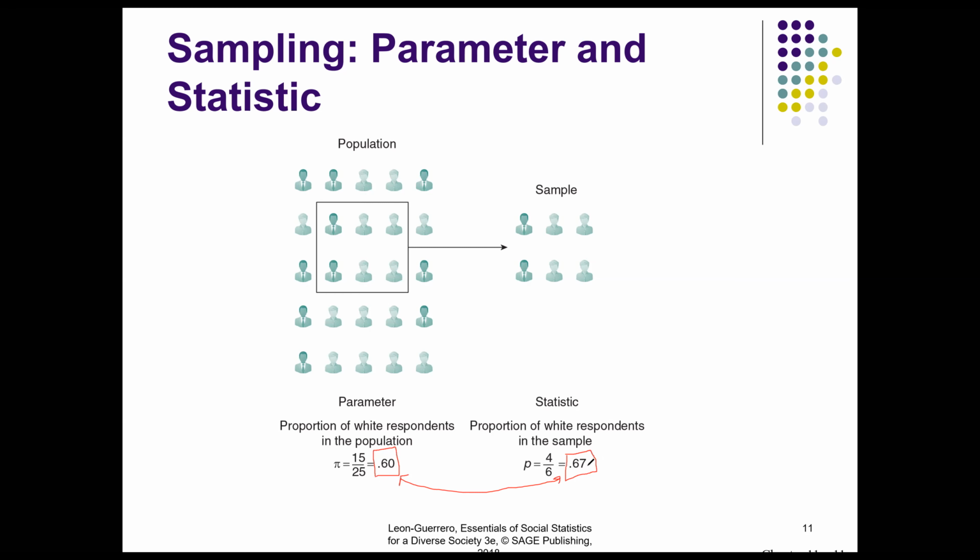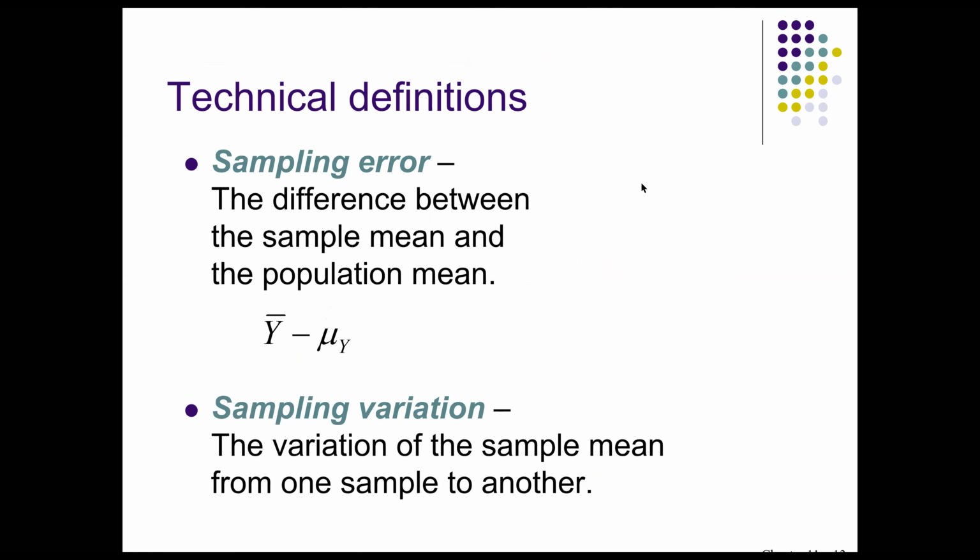The sample does not perfectly match the population because it's impossible for it to perfectly match the population since it's much smaller. So the difference between your sample statistic and your population parameter is called sampling error. These are the technical definitions that you'll see described in your textbook.